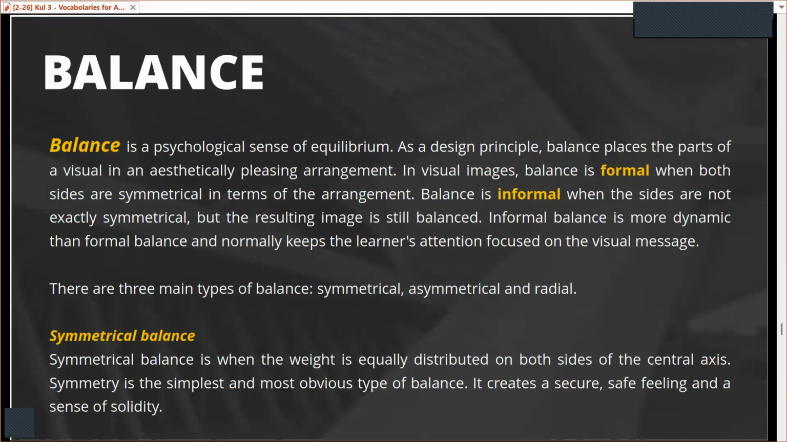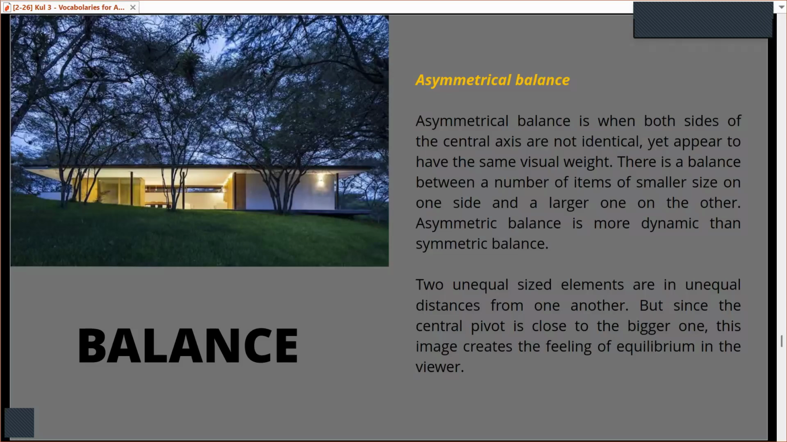Okay. And balance. Balance has a psychological sense of equilibrium. There is formal balance and also informal balance. Symmetrical balance means that it's really symmetrical, so of course it's balanced. But then we also have asymmetrical balance, meaning that you create balance although you're putting different kinds of shape or weight, but because of the position of the weight and also probably the shape, it somehow creates balance, although it's not symmetry.